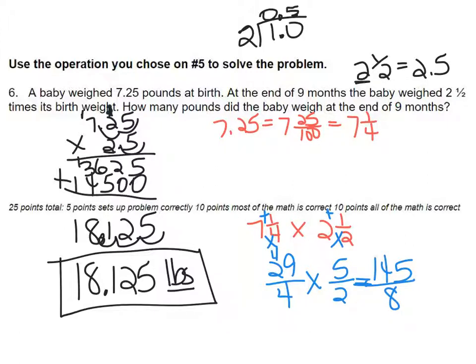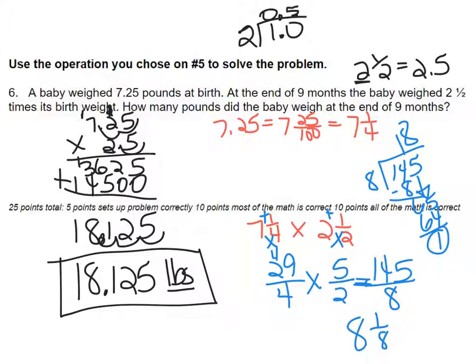So let's go ahead and do that. 145 divided by 8. 8 into 14 is 1 time, and our remainder is going to be 6. Bring down the 5. 8 into 65, let's see, 8 times, because it's 64, right? So 64, remainder is 1. So that remainder is your new numerator. So this becomes 8 1/8. Wait, 18 1/8. I forgot the 1.